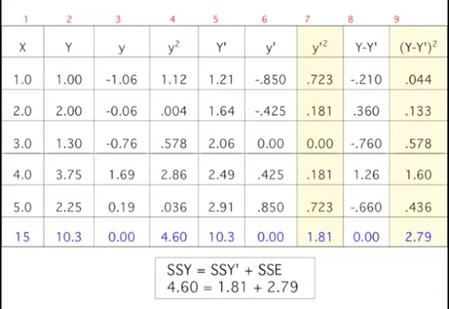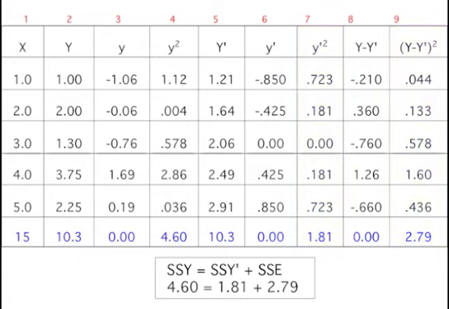The sum of squares error is the sum of the squared errors of prediction. It is therefore the sum of the y minus y prime squared column and is equal to 2.79. As shown in the box below the table, the sum of squares y equals the sum of squares predicted, SSY prime, plus the sum of squares error, SSE. And indeed, 1.81 plus 2.79 equals 4.60.